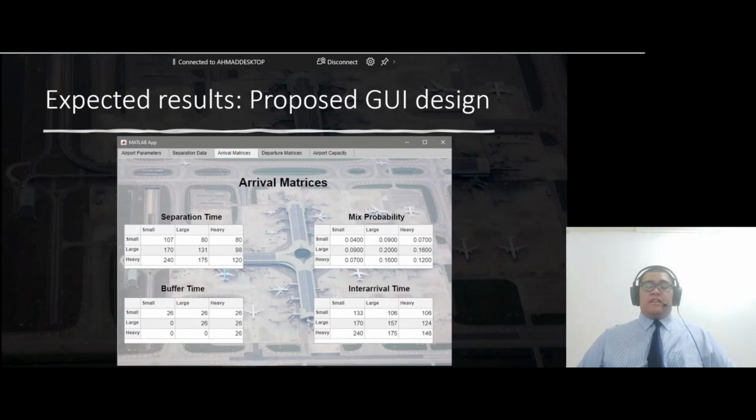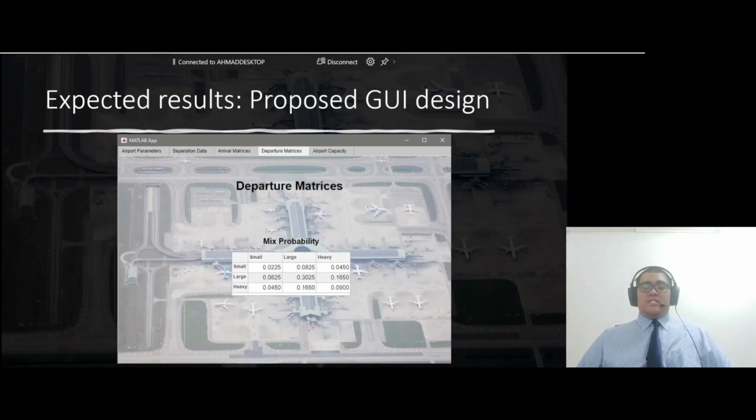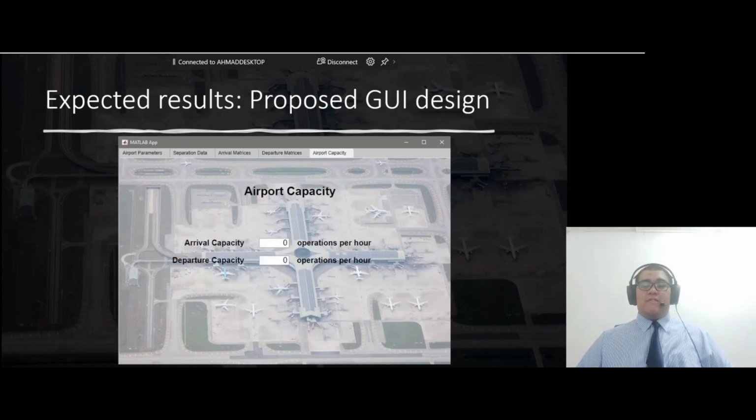And then the third tab will be the arrival matrices. So we have the separation time matrix, we have the mixed probability, we have the buffer time, and finally we have the inter-arrival time. For departure matrices, we only need one, which is the mixed probability, which is over here. And finally, the final tab is the final airport capacity.